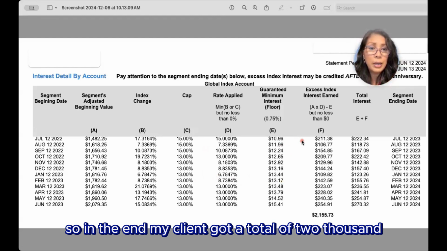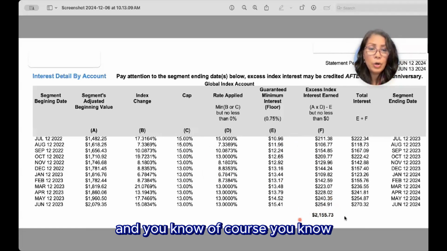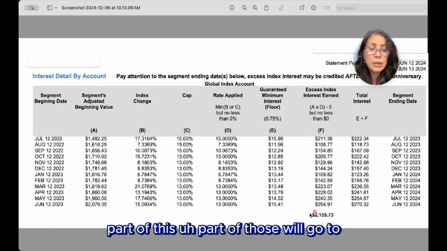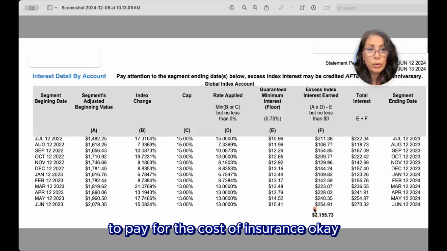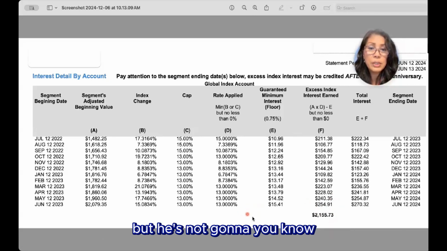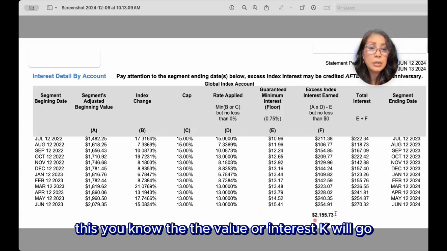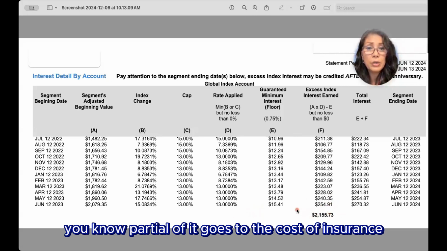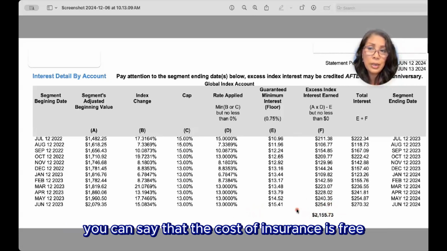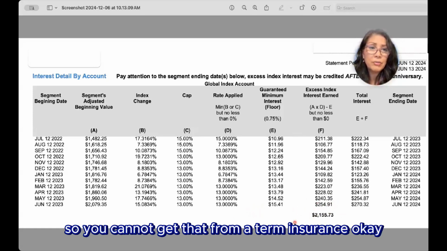So in the end, my client got a total of $2,155.73 as interest. Okay, and of course, part of this will go to pay for the cost of insurance. So again, he has to pay cost of insurance, but he's not really going to take out much money because part of the value or interest goes to the cost of insurance. So therefore, you can say that the cost of insurance is free because of the growth, right? So you cannot get that from a term insurance.